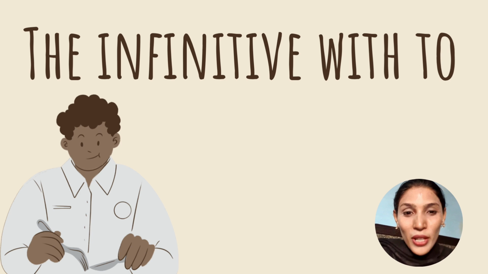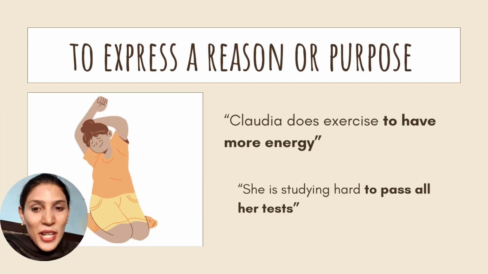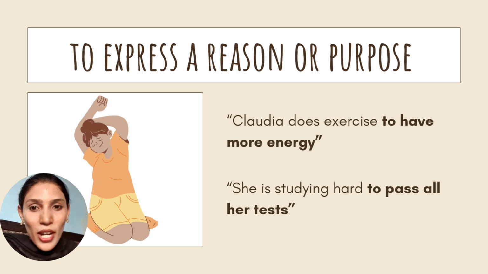Now come to the point, that is about the infinitive with to. When the sentences start with to, these are called infinitives. Let's talk about the use of the infinitives to express a reason or purpose. When we express some reason or purpose, we use to. Like Claudia does exercise to have more energy. To have more energy. To is infinitive.